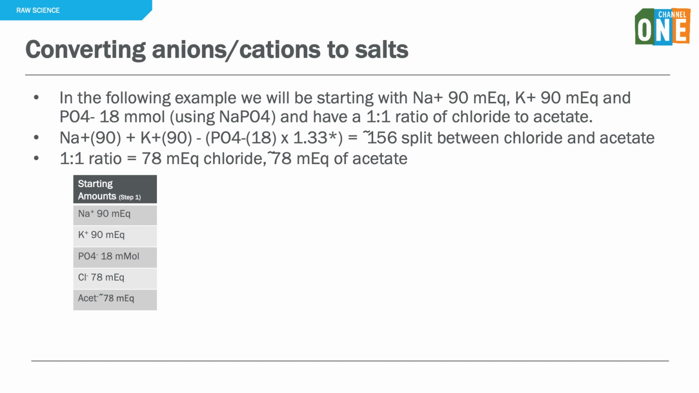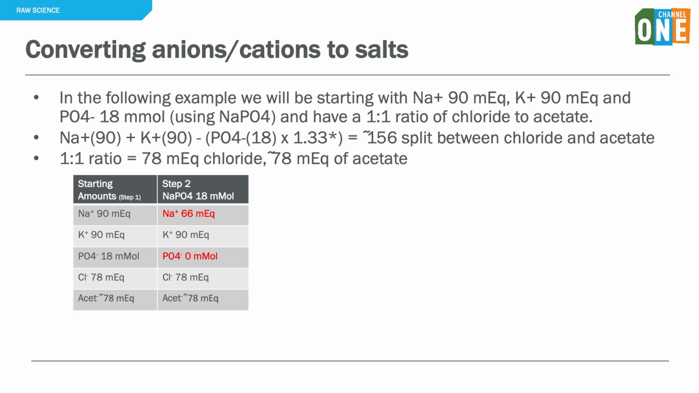First step was to add the sodium phosphate, which gave us 18 millimoles of phosphate and 24 milliequivalents of sodium. So we subtracted the 24 milliequivalents from the 90 milliequivalents, which leaves us with 66 milliequivalents of sodium and no phosphate. In the next step, it doesn't matter which salts you start with because the rest of the anions and cations all have a 1-to-1 ratio. I started with potassium chloride, 78 milliequivalents. We have 90 milliequivalents of potassium and 78 milliequivalents of acetate. Therefore, the acetate was the limiting factor. So when I add the 78 milliequivalents of potassium acetate, I have 12 milliequivalents of potassium.